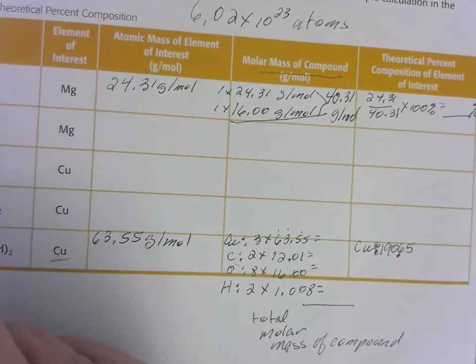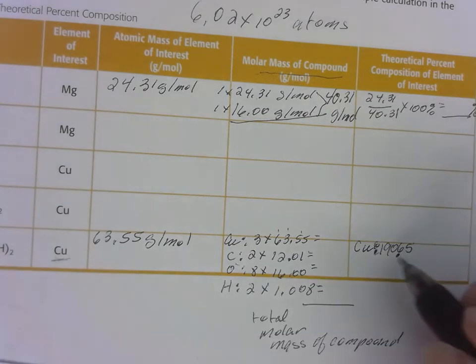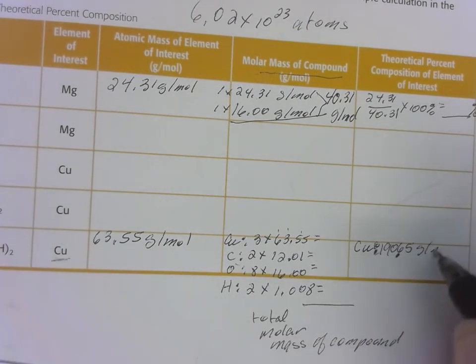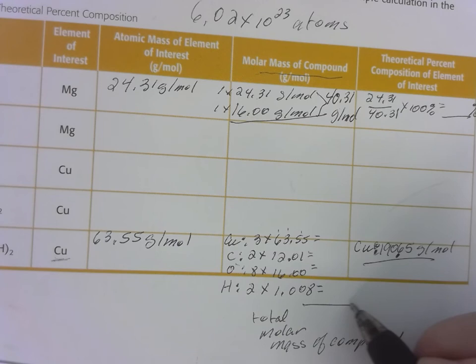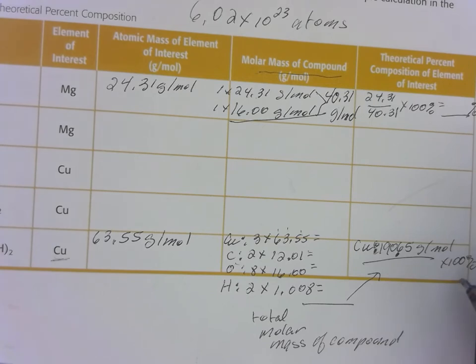190.65, let me just double check that. 63.55 times 3. Yes, 190.65 is our grams per mole. Then we're going to divide that by our total and take that times 100% to get the percent composition.